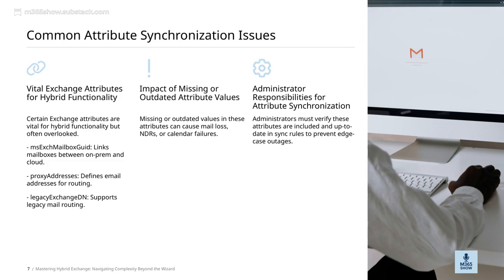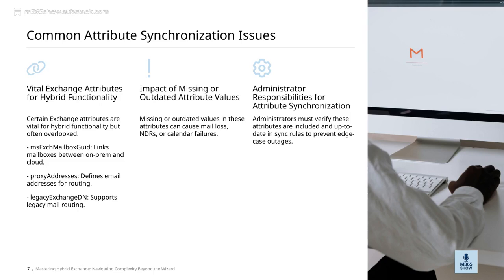Certain Exchange attributes are absolutely vital for hybrid functionality, yet they are often overlooked. For example, the msExchMailboxGuid links mailboxes between on-premises and cloud environments, ensuring proper mailbox association. The proxyAddresses attribute defines the email addresses used for routing, which is fundamental for mail flow. And legacyExchangeDN supports legacy mail routing, especially for older systems or applications. Understanding and maintaining these key attributes is essential to ensure seamless hybrid operation.